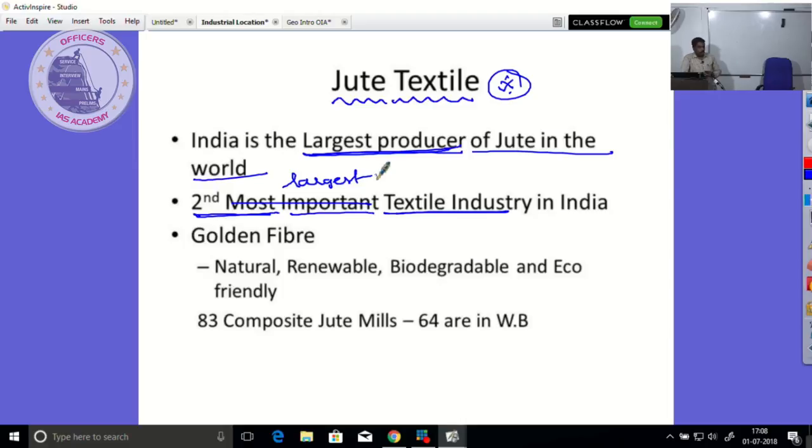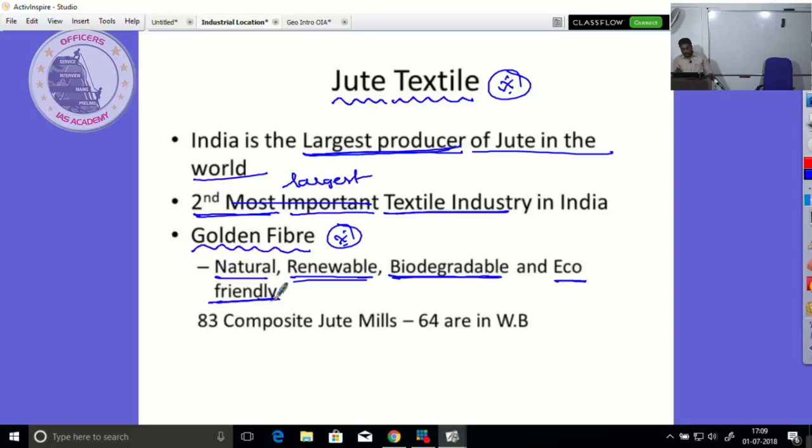Now, often jute is referred to as the golden fiber, sir. The reason why we refer to jute as a golden fiber is, as you know, it is natural, renewable, biodegradable and eco-friendly. The advantages of jute are plenty.